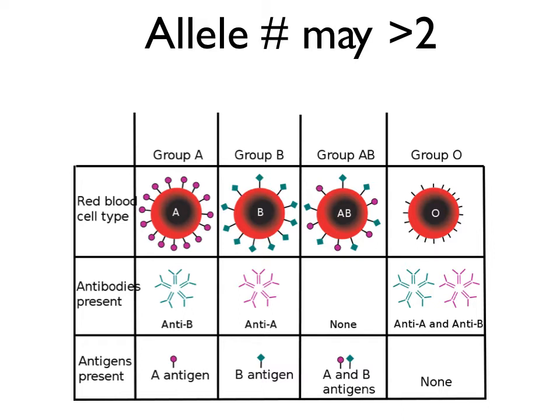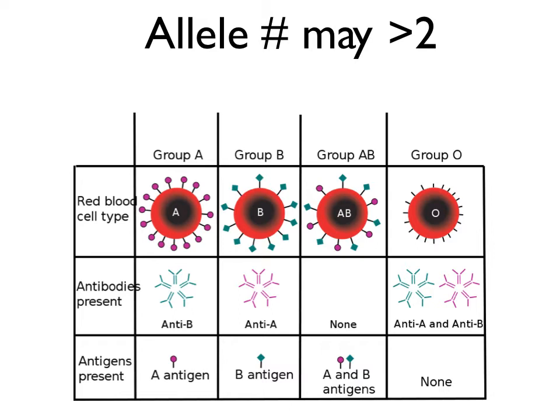Those pink lollipops sticking off the surface of this A blood cell are antigens. What that means is those antigens identify that blood cell as being type A. And this individual that is type A will also produce antibodies floating around the bloodstream that work against type B blood. They will bind to, identify, and fight type B blood. That's why if you're type A, you don't want to receive an infusion of blood that is not the same type as yours, because those antibodies will attack it and cause you serious problems.